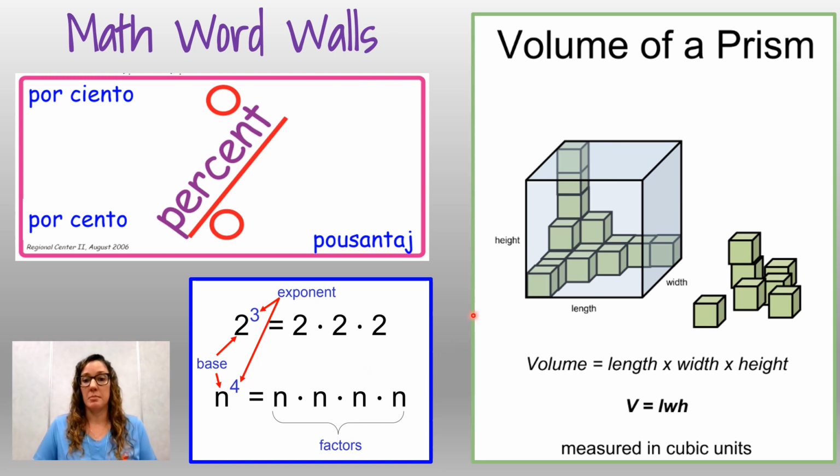These word walls can be done alphabetically. They could be done by topic, by chapter, by category. It's completely up to you. It's just really, really helpful for students when they're trying to remember all these different concepts. They have a place where they can go to refresh their memory with the visuals. And ultimately, the goal is that they will have these visuals in their mind, and they'll be able to pull them up and think about them when they're solving their problems.